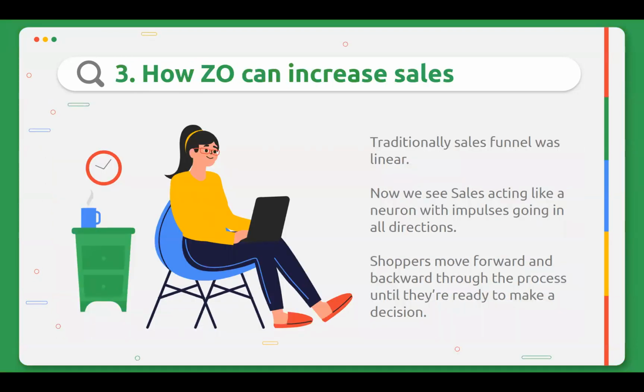So now let's talk about how the zero moment can help increase sales. Traditionally, the sales funnel was a linear trajectory, but now we see sales acting like a neuron with impulses going from all directions. We see this because shoppers can move forward and backward through the process until they're ready to make a decision. Many times people look at different sources, different reviews, talk to friends, look at TV commercials, look at different ads to gain a full, well-rounded opinion before making those big decisions of purchasing products or services.